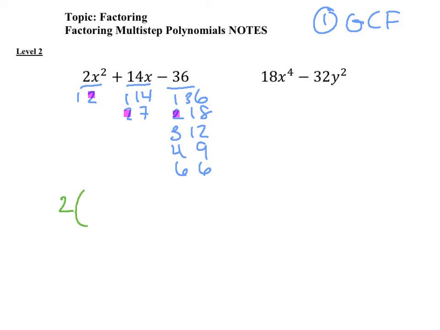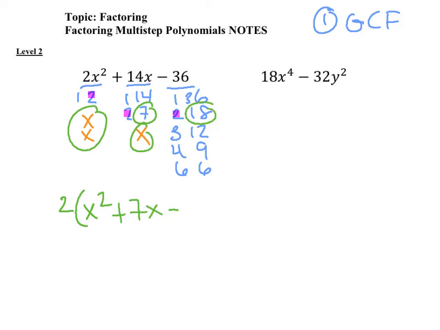Now, I notice that I have 2 x's here and 1 here, so none of them match together because I don't have any x's on the 36. So now I need to bring down what's left over. So on the inside, I'm going to have x squared because that's what's left over. Then I'm going to have plus 7x minus 18.